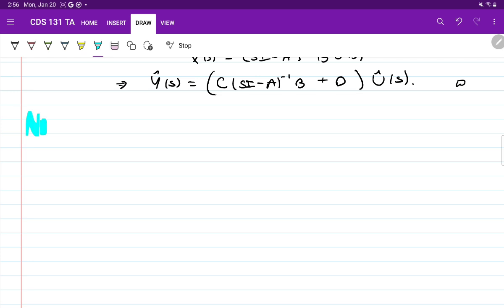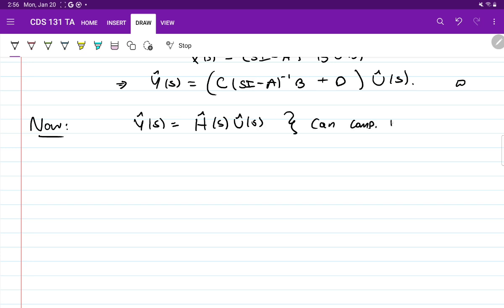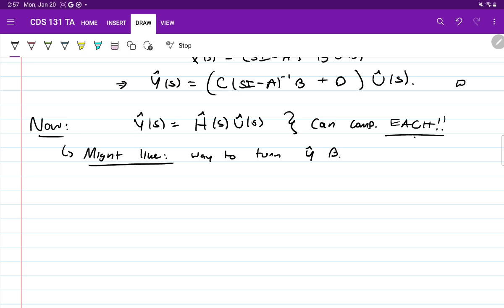Okay, fantastic. So what this gives us is a nice way to compute the transfer function of our system. Now what we have is y hat of s equals h hat of s times u hat of s. We can compute each of these terms. u hat we should know how to compute for a sufficiently simple signal, and h hat we just showed how to compute. So we're pretty much ready to perform IO analysis using these transform methods. What we might like is a way to turn y hat back into a time domain signal.